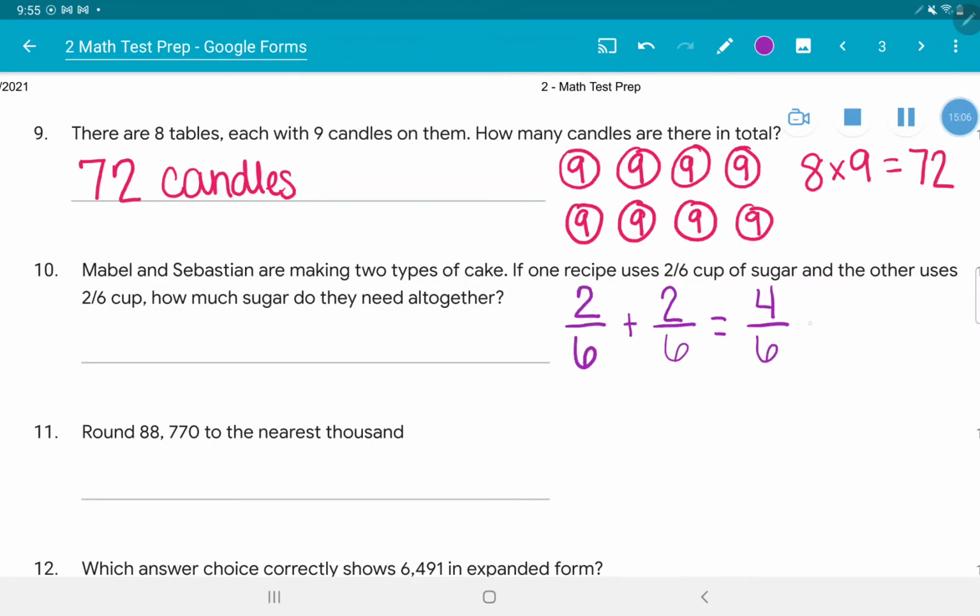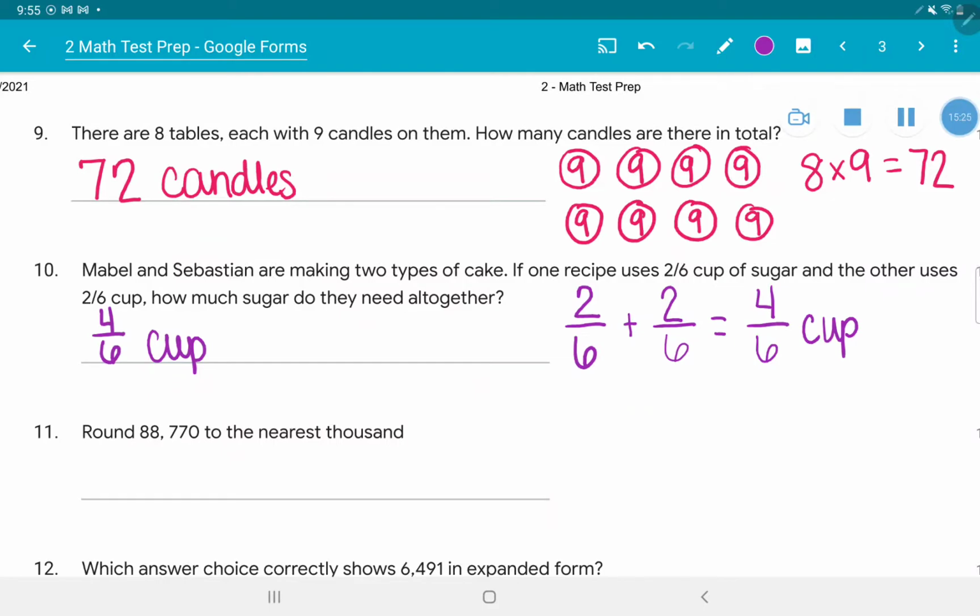I think I got it right, but I'm not sure how to write it. Yeah, I don't really know how to write that. I do. Just look at the think problem. Okay, Scotty, what's our answer? 4/6. 4/6 what? What was the measurement? Cups.